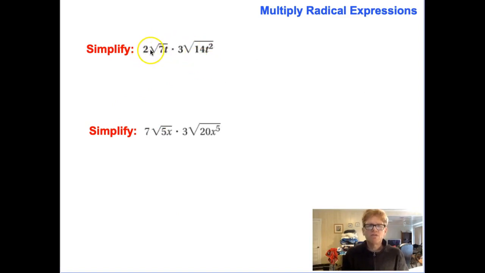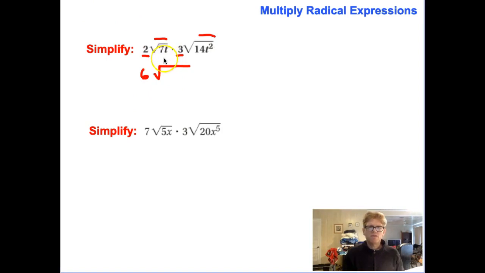In this case, you'll notice we have 2 radical expressions being multiplied by each other. How can we simplify that to make it a little bit easier to read, to make it clearer? What we can do is take these variables using the distributive property, right? We can multiply the 2 times the 3. That's going to give us 6. And then we can simply multiply these by themselves as well. So that's going to give us 6 times the square root of 7t times 14t squared.